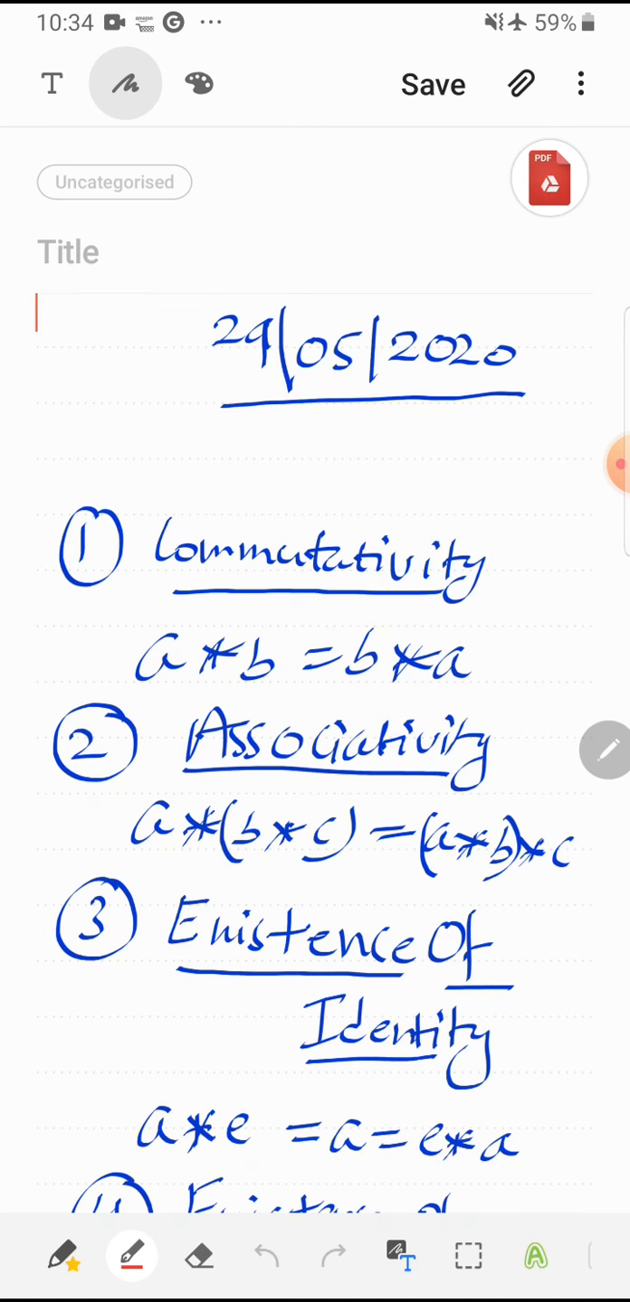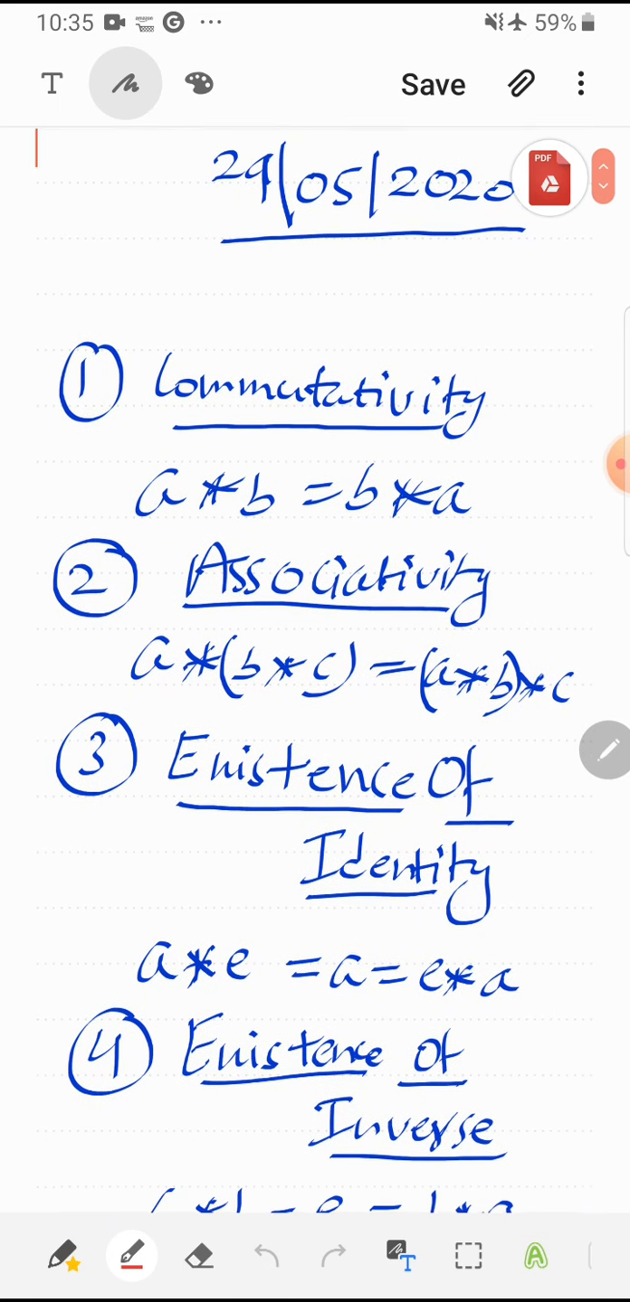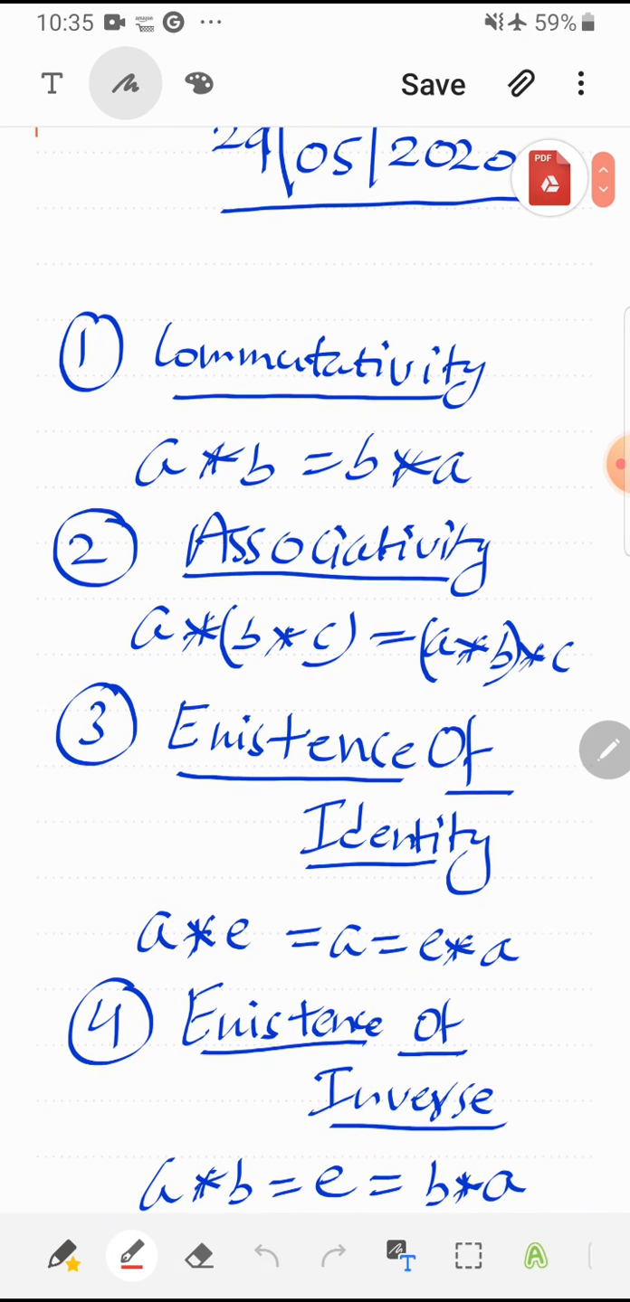Students, you should remember that these properties may or may not be satisfied by any binary operation, but it doesn't mean that that operation is not a binary operation. These are some additional properties. Remember this. So let us understand all these properties. First is commutativity.